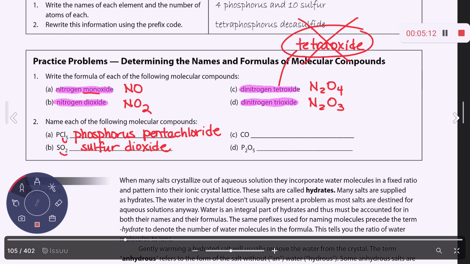What would C be? Carbon monoxide. What would D be? Diphosphorus. Good job. Diphosphorus. Make sure you don't write penta oxide. It's just pentoxide. You always omit the A. I think so. I can't think of an exception. Okay. So now what I want you to do.